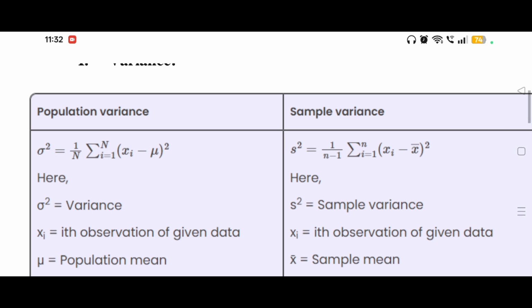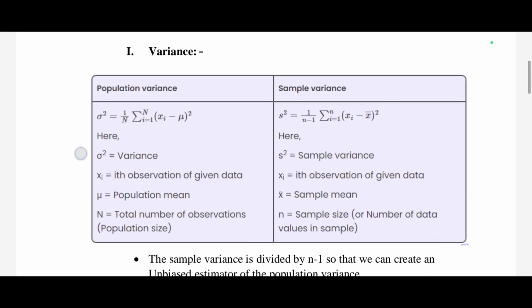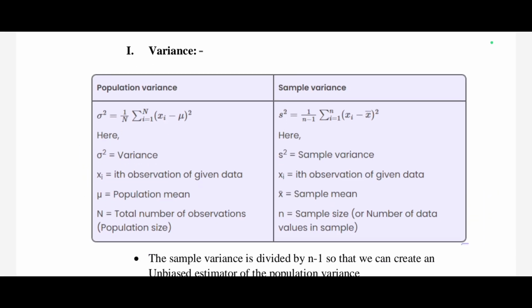In dispersion, we have the main calculation called variance, the population variance. What is a population variance? A variance is nothing but the standard deviation squared. So the formula is sigma square equals 1 divided by capital N, summation i runs from 1 to n, xi minus mu, whole square. So sigma square is nothing but the variance.